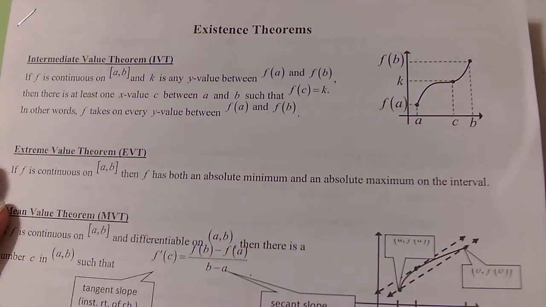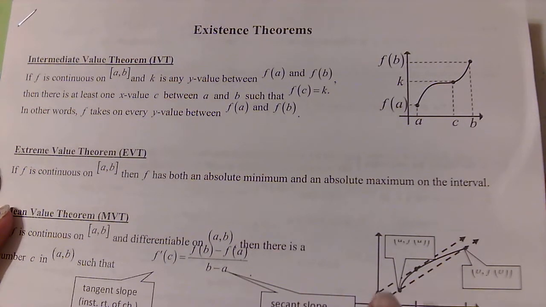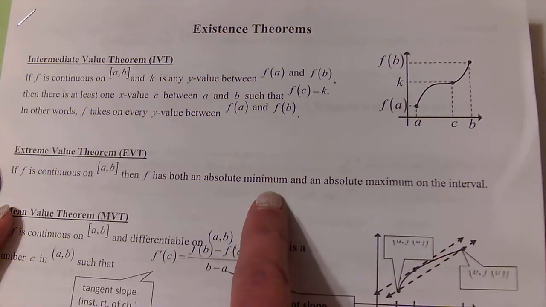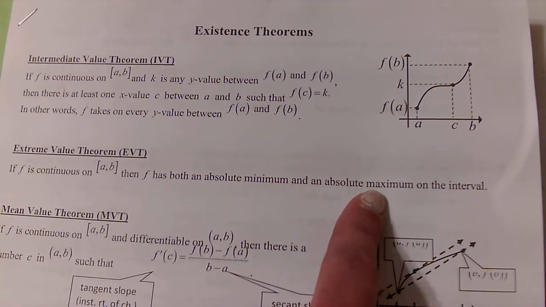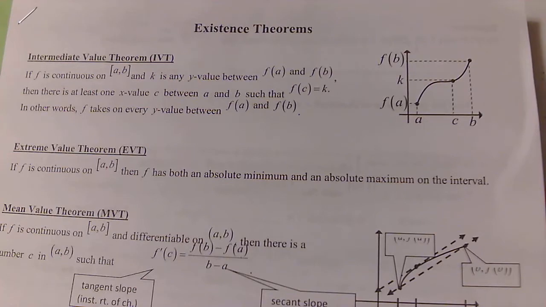Extreme value theorem says that if it's a closed interval, there is both a minimum and a maximum on that interval. Now, it could occur at several places. It could occur at your endpoints or your critical values. So you have to check all of them.